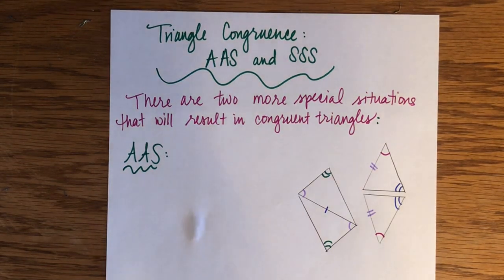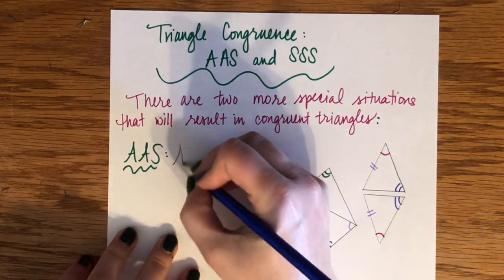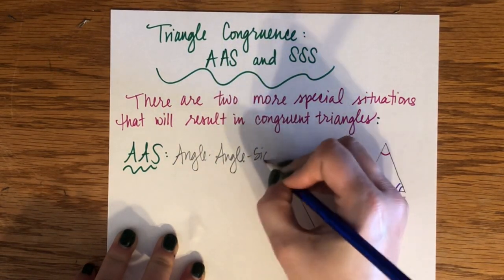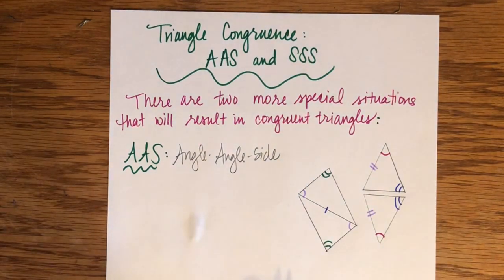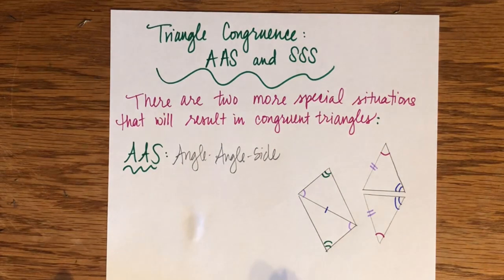So we're going to start off with AAS, and if we were in the classroom, most of you guys would probably be able to guess what that stands for. And if you guessed angle, angle, side, then you are correct. So this one, yes, it has two angles, like the one that we did on Monday, but you'll notice the side isn't in between them.